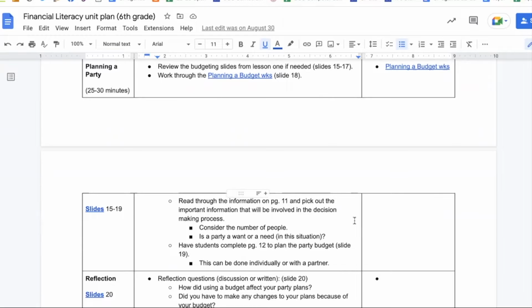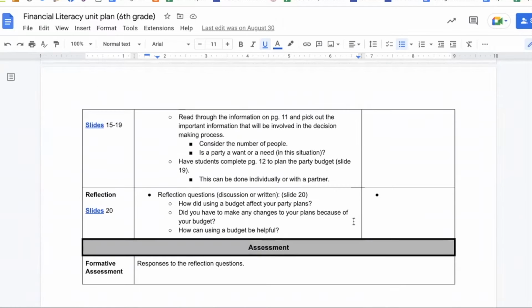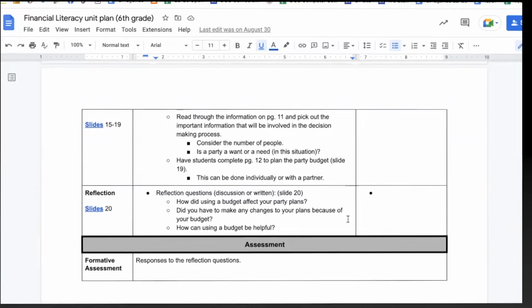I would recommend doing this with a partner, but you can also have students do this individually. Then you can either have students write down the responses to the reflection or just do a quick little discussion about how using a budget affected party plans and how using a budget can be helpful.